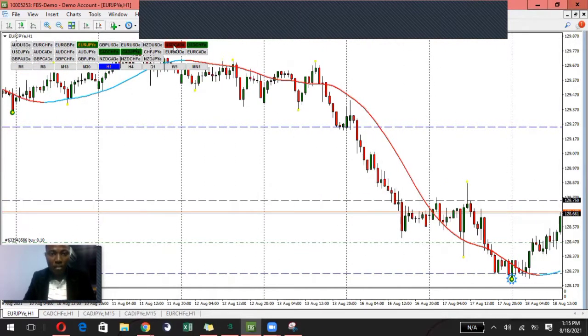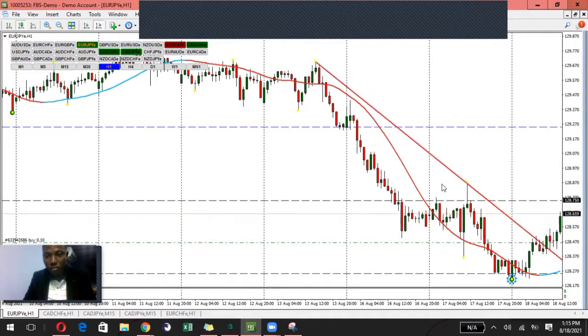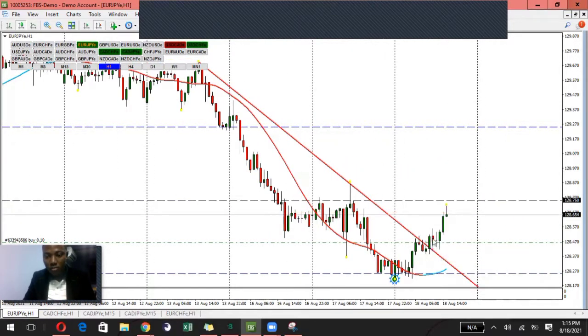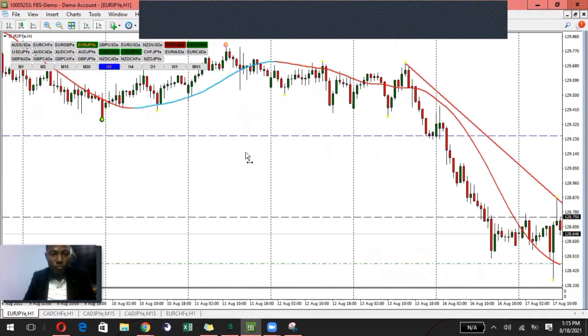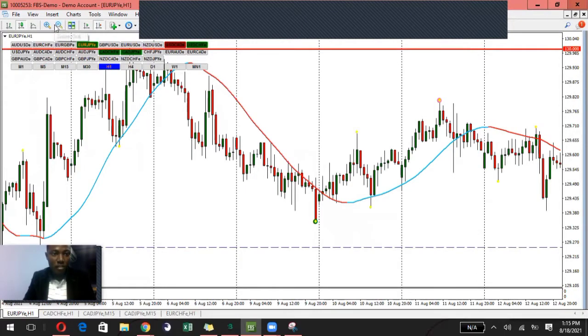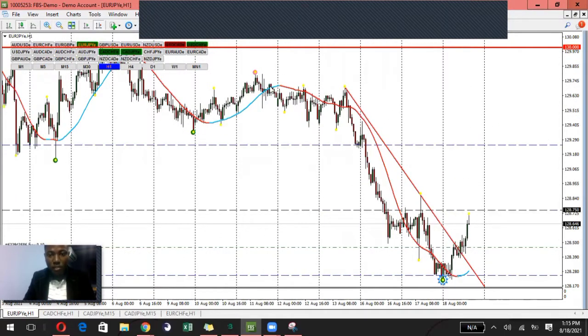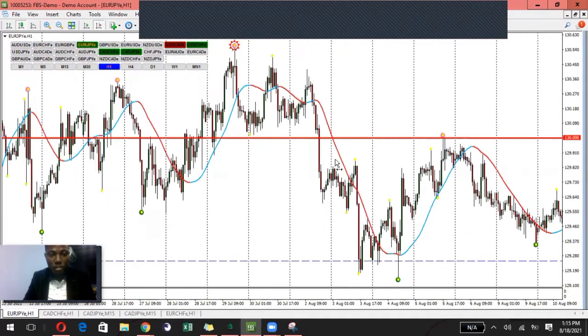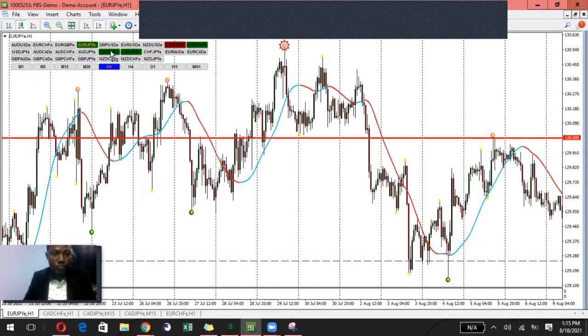All right, and this downtrend is already broken. You can see downtrend broken. So it's a good uptrend. You can see the trend. When it is red, it's a downtrend. When it is blue, it's an uptrend, and it continues like that.